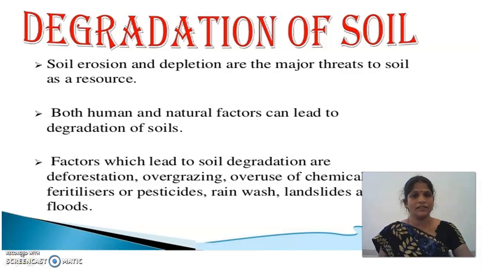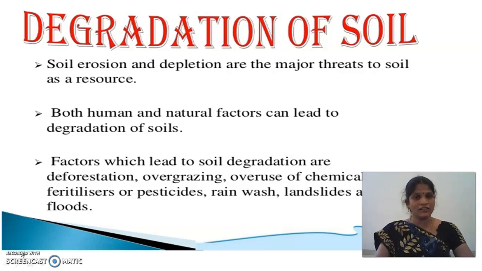Yes, children, we saw about the degradation of soil in this slide. I already explained to you what is called soil erosion. It is a natural phenomenon, as well as caused by humans, where the soil is replaced from one place to another. That is called soil erosion. And depletion, the major depletion, is also a reason for the degradation.